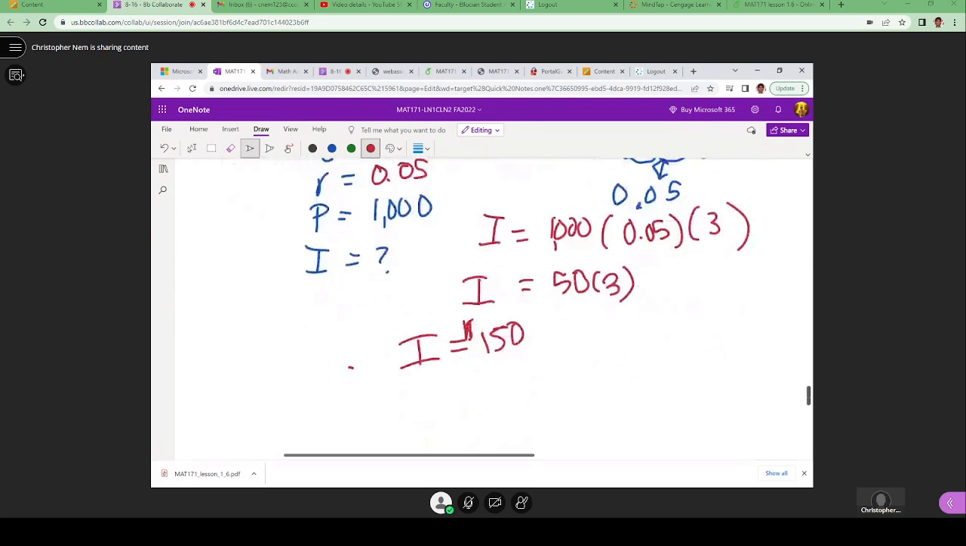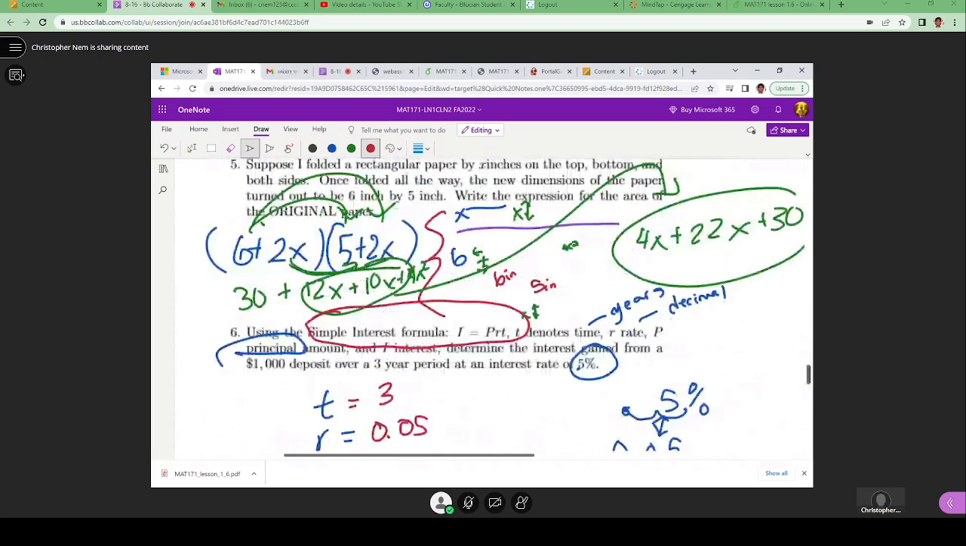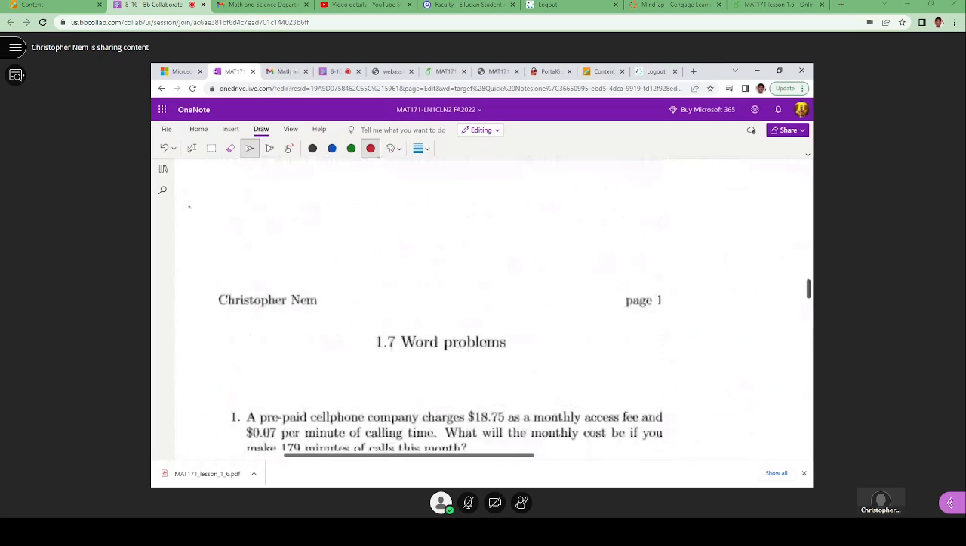So that covers it for that problem. And I think I covered all of the word problems that I liked a lot for this unit or this section. So that covers it for 1.7.